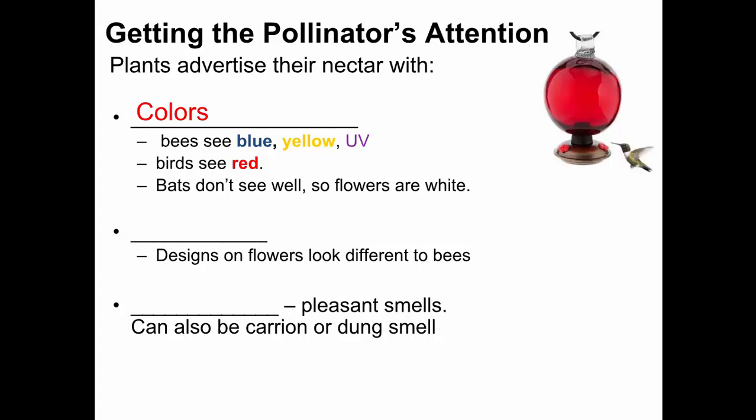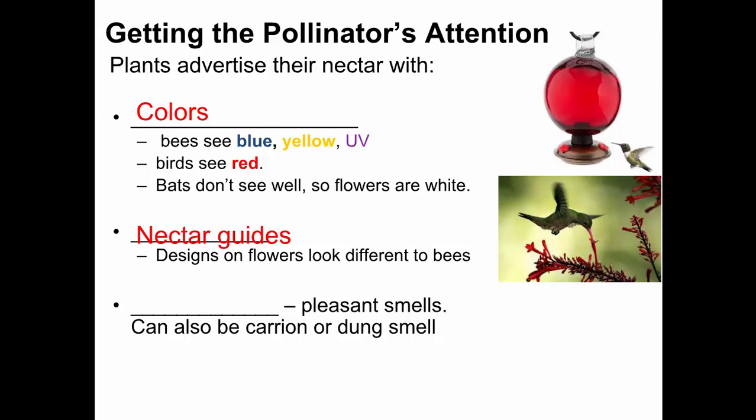Bees can see better in the blue and yellow and ultraviolet parts of the spectrum, so flowers that attract bee pollinators have those colors prominently displayed. Birds can see red very easily, so bird-pollinated flowers often are red. Does anyone have a hummingbird feeder at home? Yeah, I see them all the time. And what you'll see is usually they're red, right? Sometimes they have a little yellow flower, and in the middle is where the hummingbird can get the nectar. Bats usually don't see very well at all. Bats are often active at night, and so often the flowers that bats are attracted to are white, to make it easier for them to find even when they have poor vision.